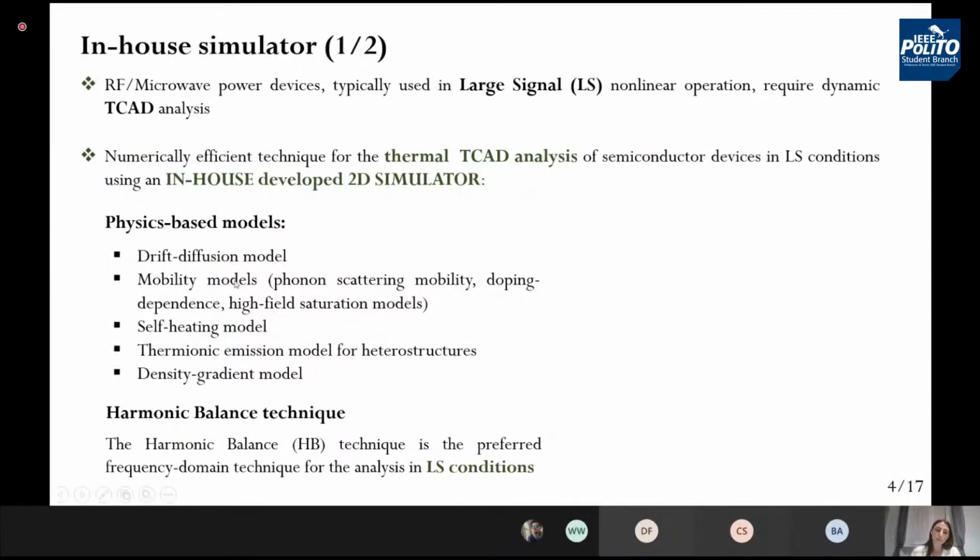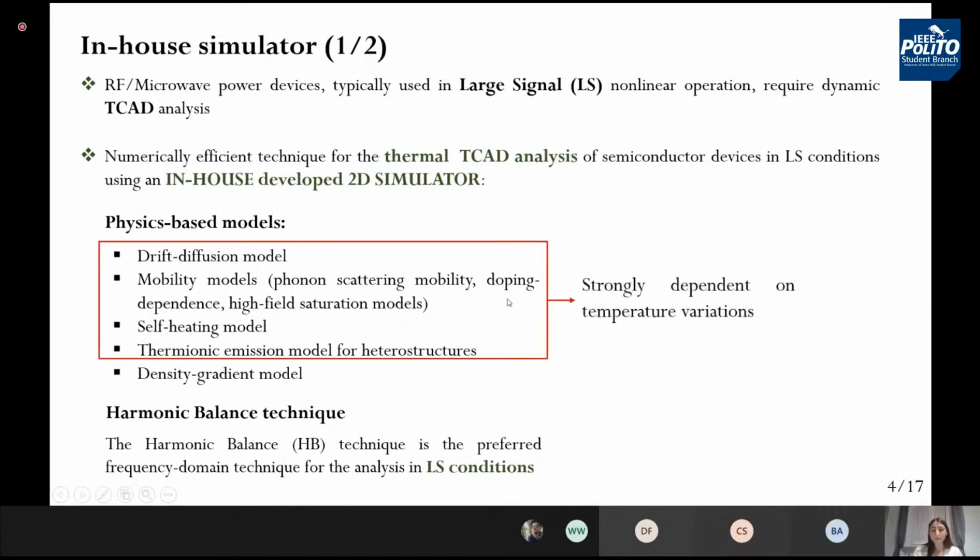The simulator is composed of a drift diffusion model, which includes some mobility models, the self-heating model, and the thermionic emission model for heterostructures. These are strongly dependent on temperature variations. Moreover, quantum effects are taken into account through the density gradient model, whose implementation is ongoing at present. Moreover, there is in our code the harmonic balance technique, which is used for large signal simulations.